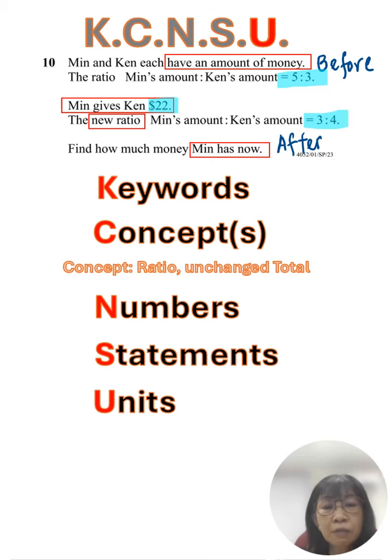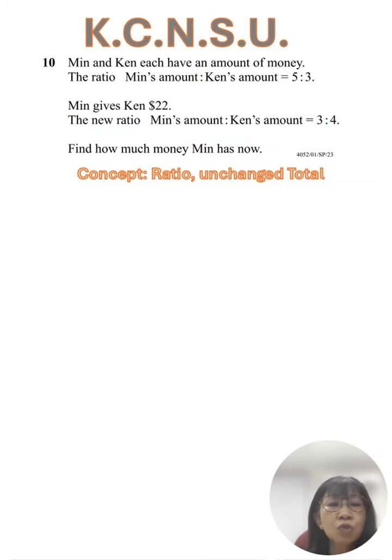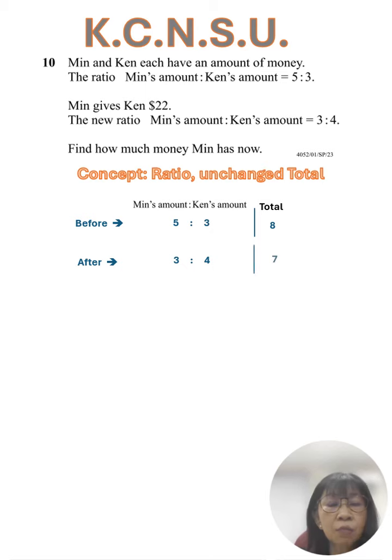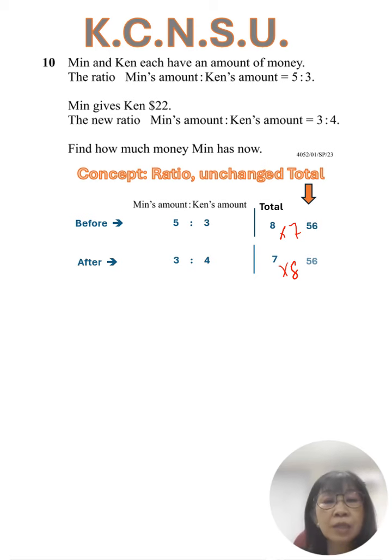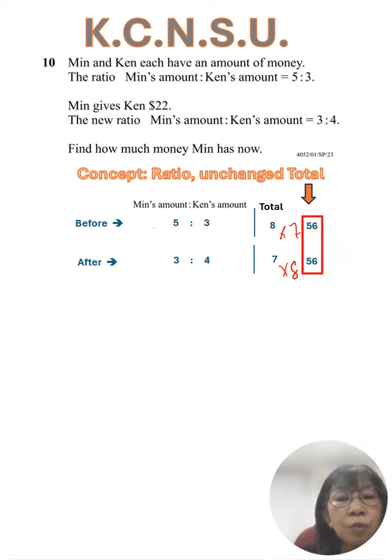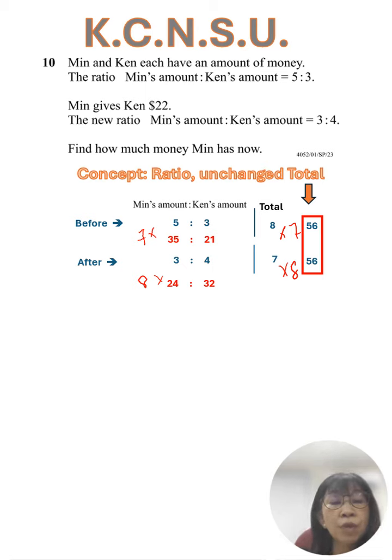Once we have identified that, we are ready to solve the question. The concept is ratio, which means I write down the before ratio, identify the total, and the after ratio and the total. Since it is an unchanged total, I need to make the total the same. So I multiply by 7 and I multiply by 8 here, and this is how I get their totals equal. I do the same for the before ratio. I multiply by 7, and I multiply by 8 for the after ratio. I'm able to have the new ratio over here.